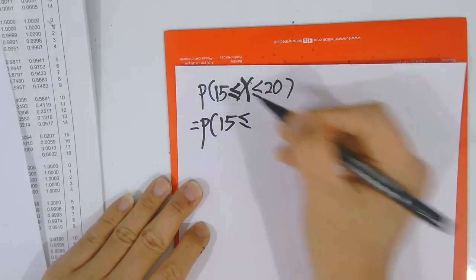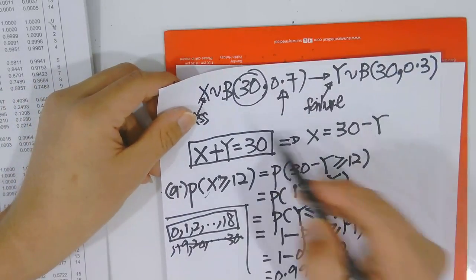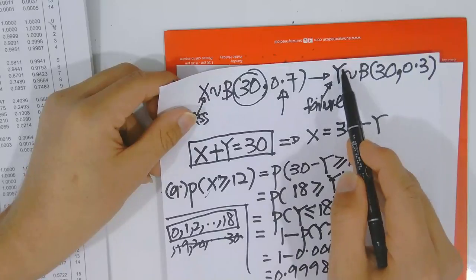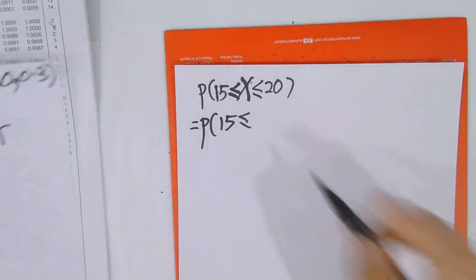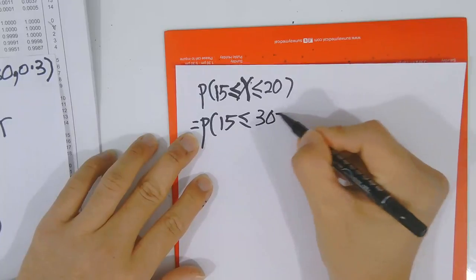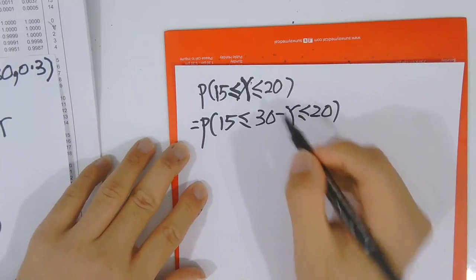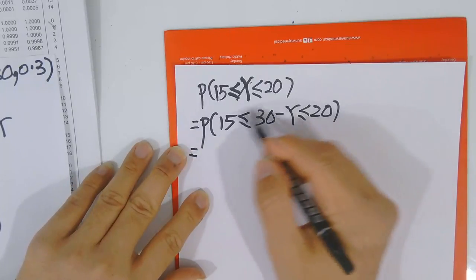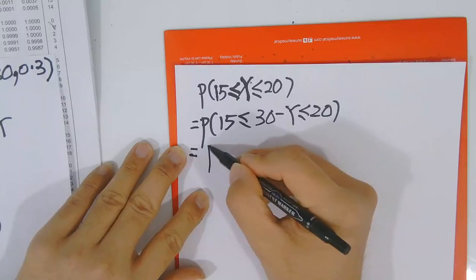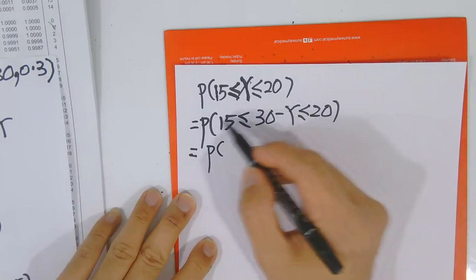First, you have to know that x is 30 minus y, because x plus y must be equal to the total sample, 30. So x will be 30 minus y. So we have 30 minus y less than or equal to 20. At first, I should do this. Later I need some knowledge of inequality. So I have to subtract 30 from everything.